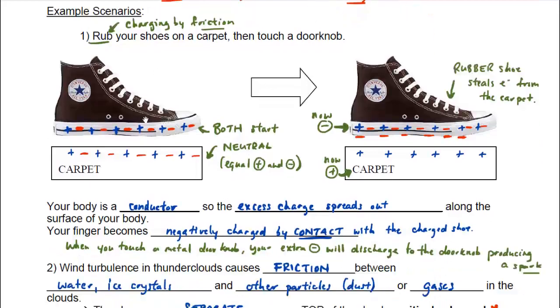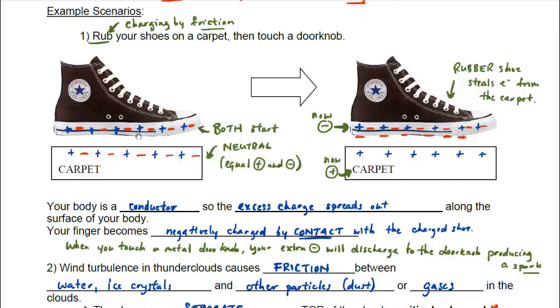This is a scenario that you have most likely encountered in your life. If you've ever rubbed your socks or your shoes on a carpet and then walked up and touched a doorknob or touched somebody's nose, you can actually see the spark, you can see the discharge happening. When you rub your shoes on the carpet, you're actually charging by friction. The shoe started off with its rubber sole, which is an insulator. It started off as being positively charged, and so did the carpet.